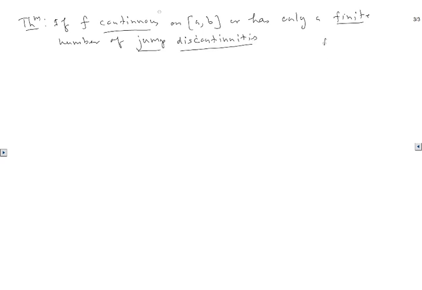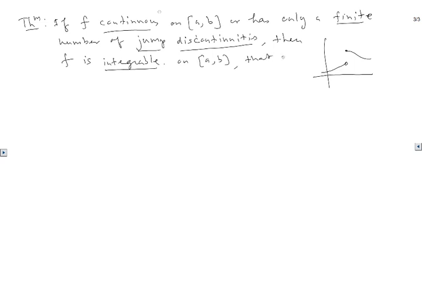Remember, what's a jump discontinuity? If you have a function, you get one value and it jumps to another value, like that. But it says that there are only a finite number of jump discontinuities, then f is integrable on [a, b]. That is, the integral from a to b of f(x) dx exists.